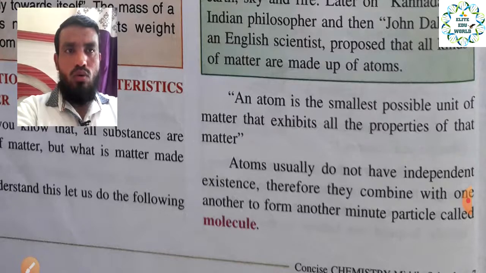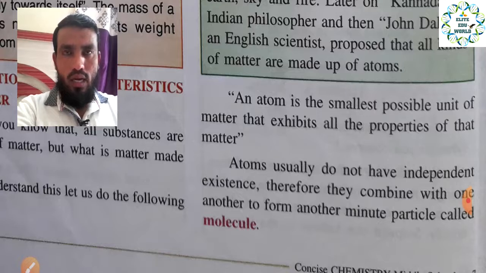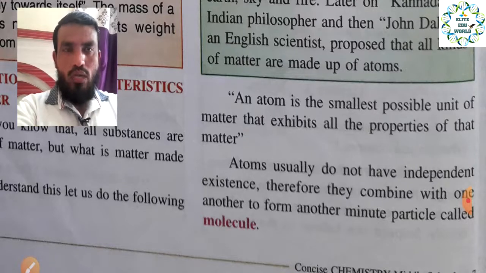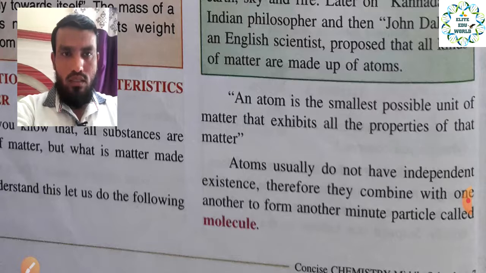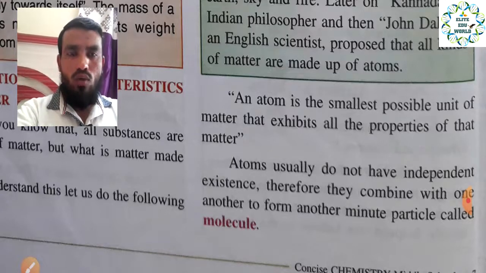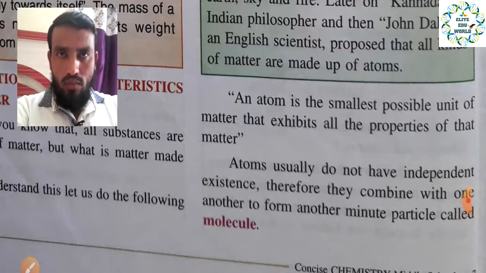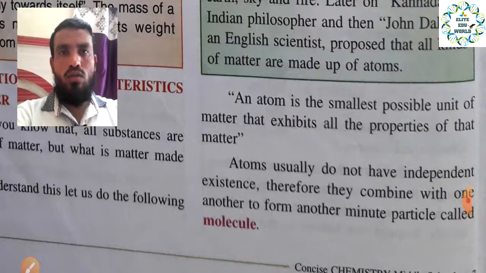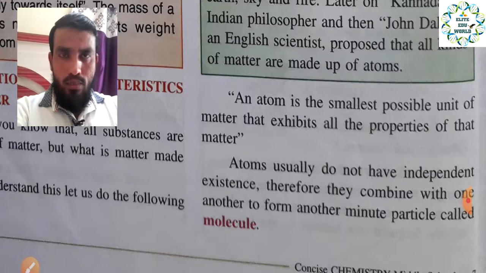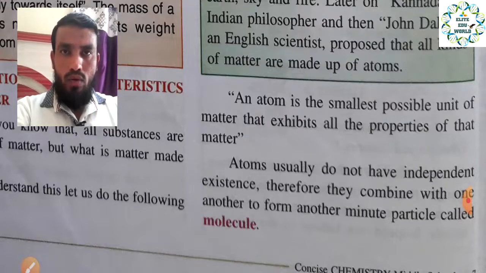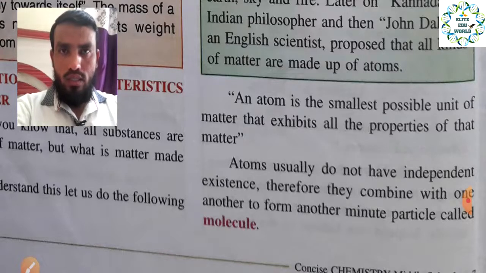So atoms usually do not have independent existence. A single atom will not exist alone, it should be combined with other atoms. Therefore they combine with other atoms to form another minute particle called molecules. Now the atom, we have already said, is the smallest quantity of any matter, but the atom cannot exist alone. So that is why the atom will combine with another atom to make a smallest quantity like a molecule.